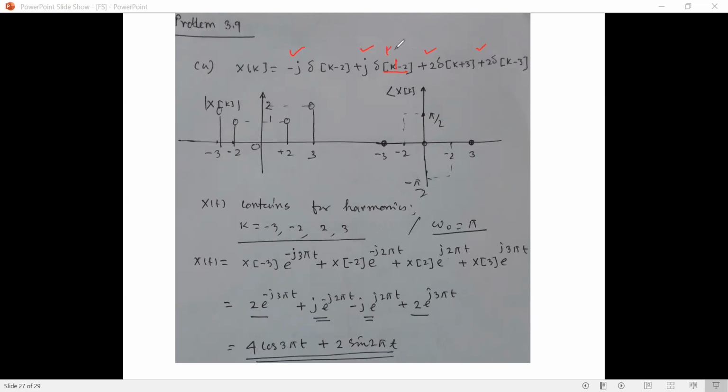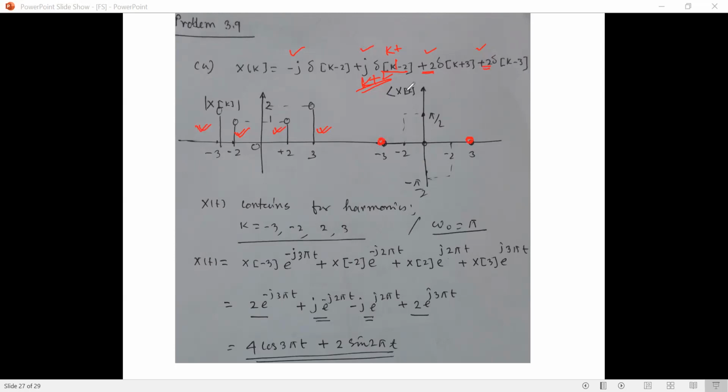This term is k plus 1, k plus 2. This is your k plus 2. So this term is k plus 2. This is your k minus 2. This is your k minus 3. This is your k plus 3. So this is the magnitude of xk. And for the phase of xk, you see that you have two values there with phase value at k equal to minus 3, phase angle is 0 because this value is real, isn't it? These two values are real, are they not? So your phase angle is 0.